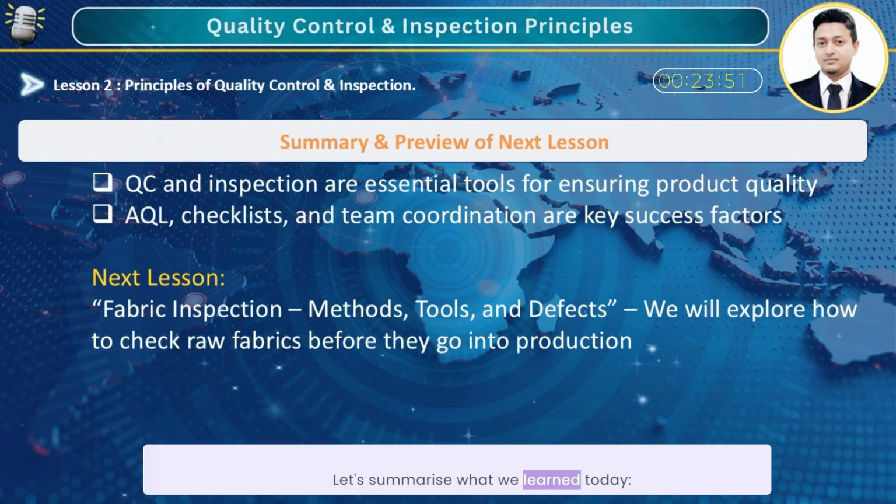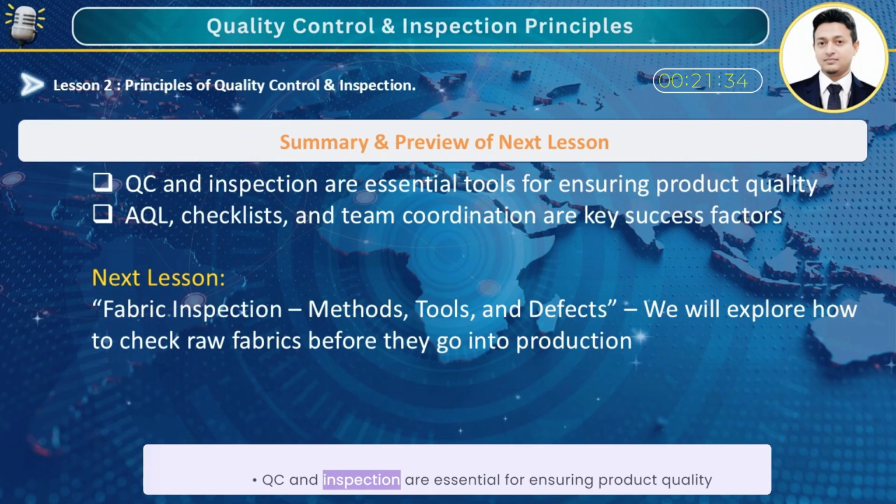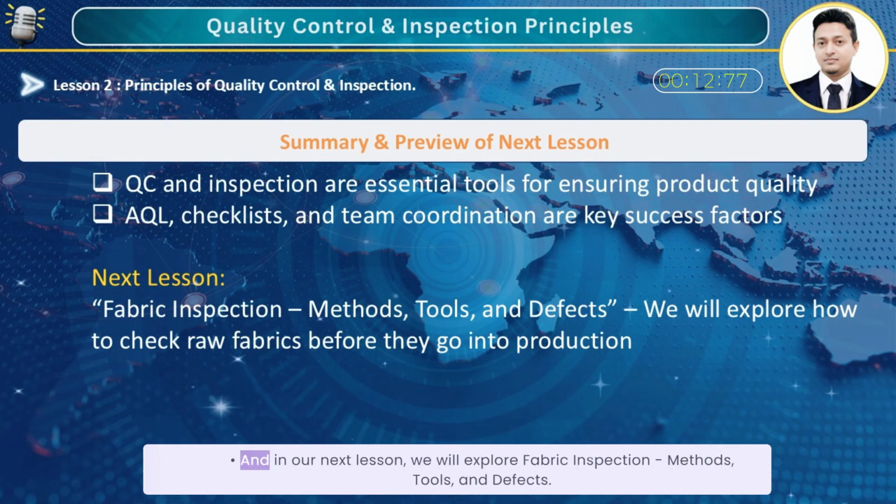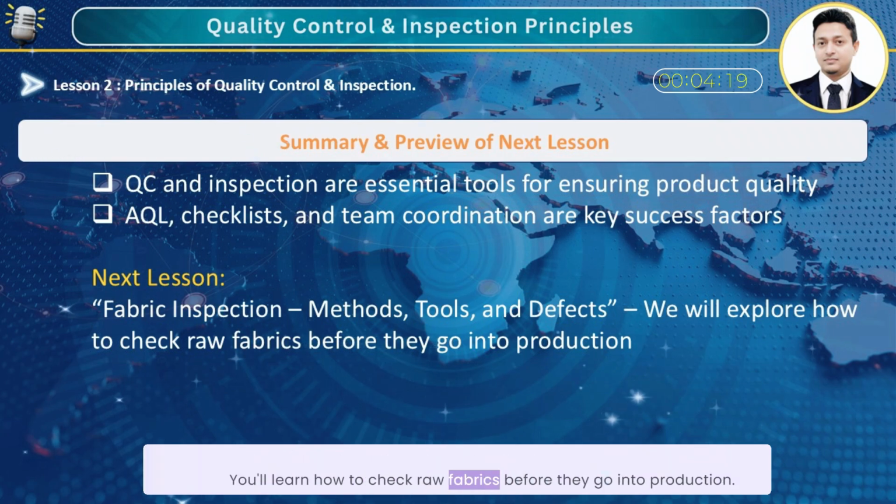Let's summarize what we learned today. QC and inspection are essential for ensuring product quality. AQL, checklists, and teamwork are key to success. And in our next lesson, we will explore fabric inspection, methods, tools, and defects. You'll learn how to check raw fabrics before they go into production.